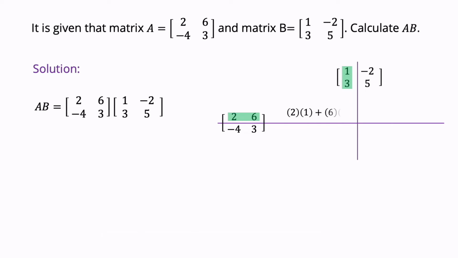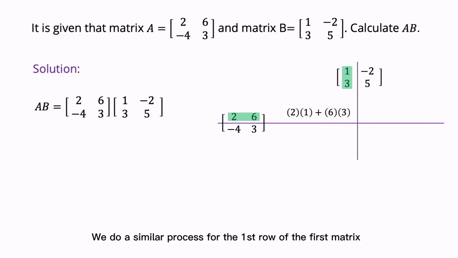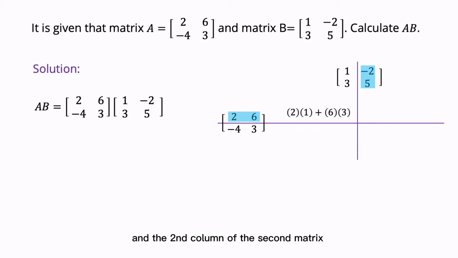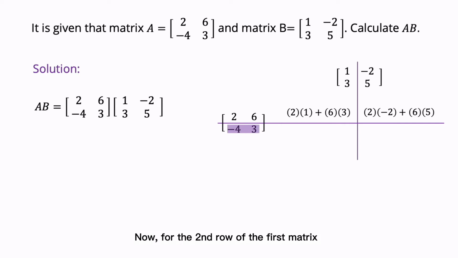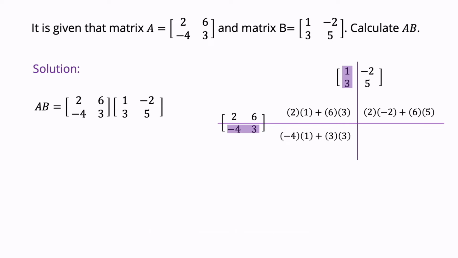2 times 1 plus 6 times 3. We do a similar process for the first row of the first matrix and the second column of the second matrix. The result is placed in position A12. 2 times minus 2 plus 6 times 5. Now, for the second row of the first matrix and the first column of the second matrix, the result is placed in position A21. Minus 4 times 1 plus 3 times 3.